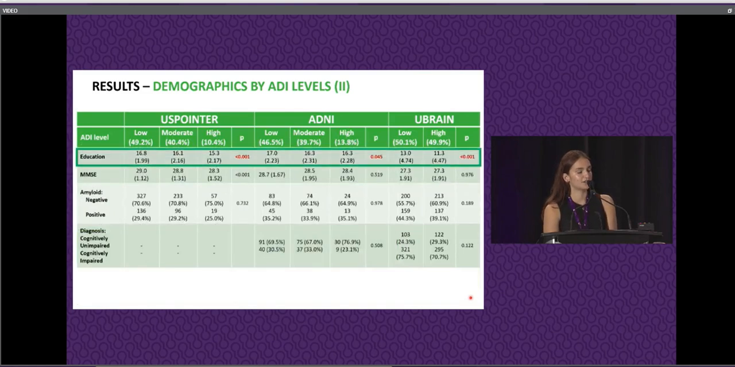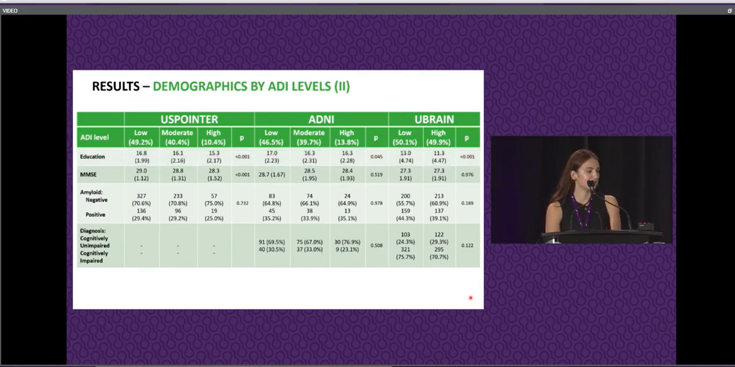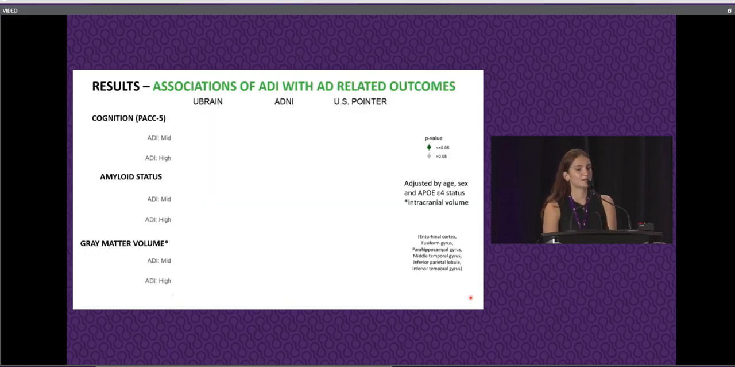We observed lower education in highly deprived areas in all cohorts, as we would expect, and no differences by ADI levels in amyloid status or diagnosis. Now I'm going to show you the results of the associations of ADI with AD-related outcomes.